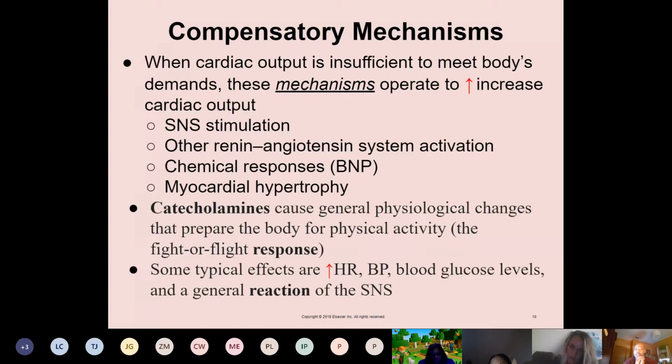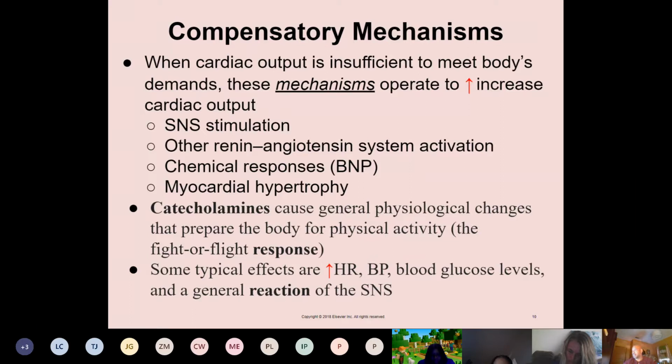Now, typically when our organs and tissues do not receive adequate cardiac output, one of the compensatory mechanisms will occur, such as the release of catecholamines, your epinephrine, norepinephrine. This is what gives us that fight or flight response. It causes general physiological changes that prepare the body for physical activity. You may have to fight or you may have to run. So these catecholamines cause this hyperactive response, because you need the heart to beat faster when your activity increases, because your heart is now requiring more oxygen, more nutrients, because it's in that hyper response.